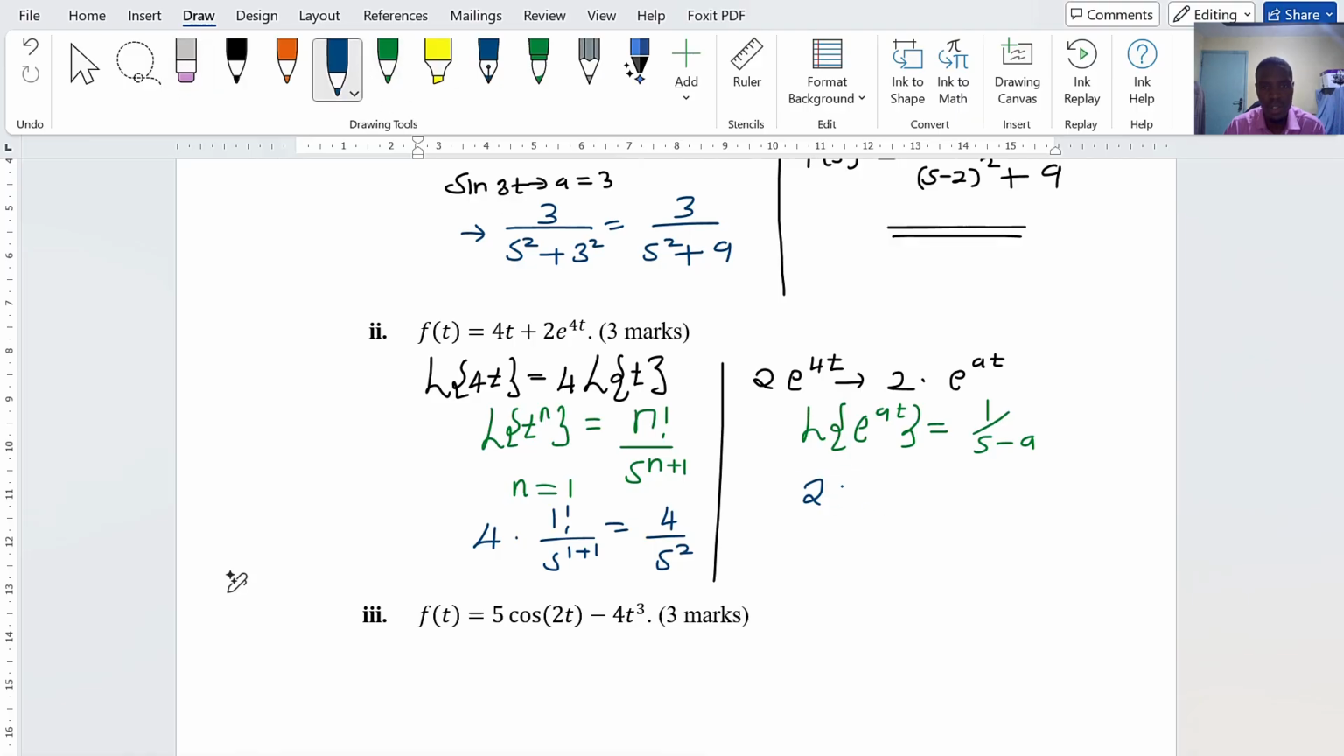So it will be 2 times the Laplace transform of, okay, what is our a? We need to go slow. Our a is 4. So remember, our a is equal to 4. So it means we are going to have 2, which is our constant, times the Laplace transform of e^at, which is 1 over s minus a. Our a is 4. You can see a is 4 here. Now this is just 2 over s minus 4.